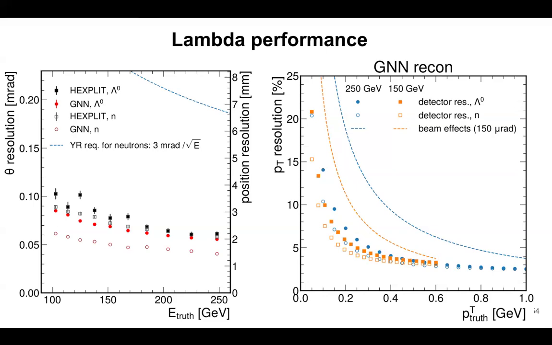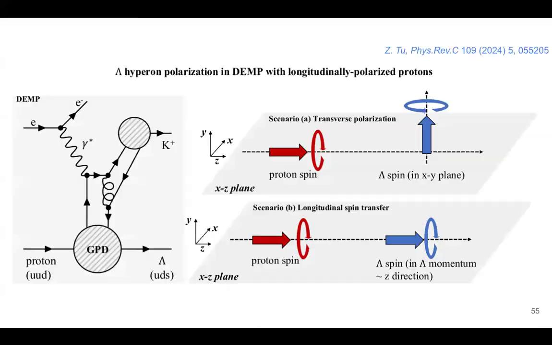And that is good, because it will open up lots of physics studies. The performance we get for this is good. So this is what the yellow report requirement was, in the blue dotted line. And this is the performance we're getting for the theta resolution. So much, much better. And the transverse momentum resolution is shown on the right-hand side for both lambdas and neutrons. And we are much better than the intrinsic resolution that will come from the beam divergence effect, which is shown in the different lines. So at the end, we are not going to be limited by detector effects.